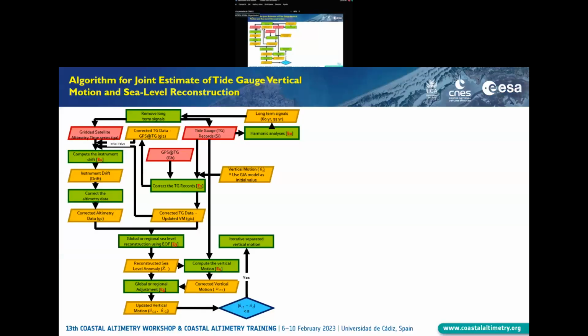So I don't have an outline for this talk, but I just want to show you this complicated flow chart. This is an algorithm a former student published in his dissertation in 2015-16. The idea is that the vertical motion of tide gauges, even with the global GPS at tide gauge network, a lot of times do not measure the same motion.